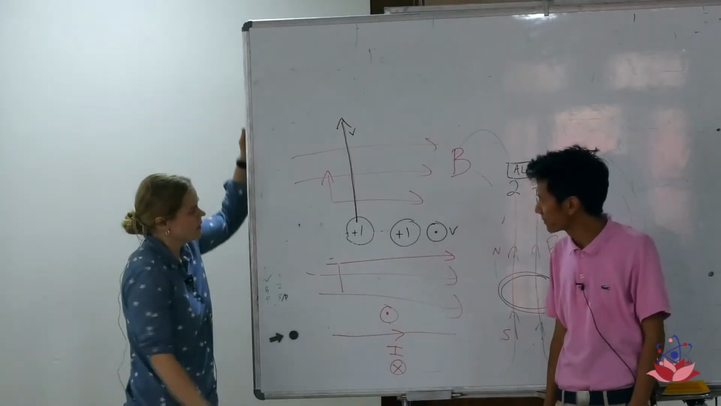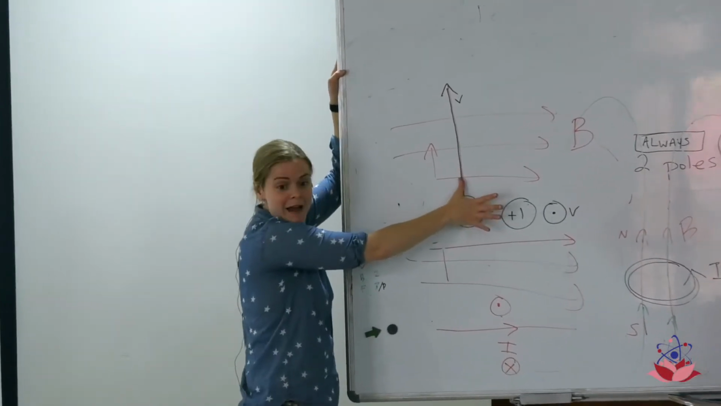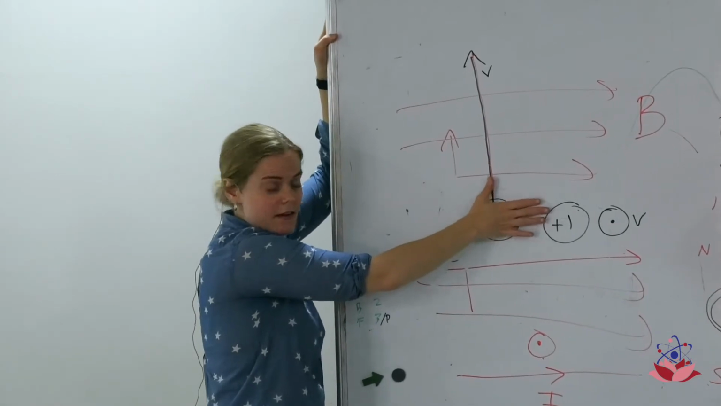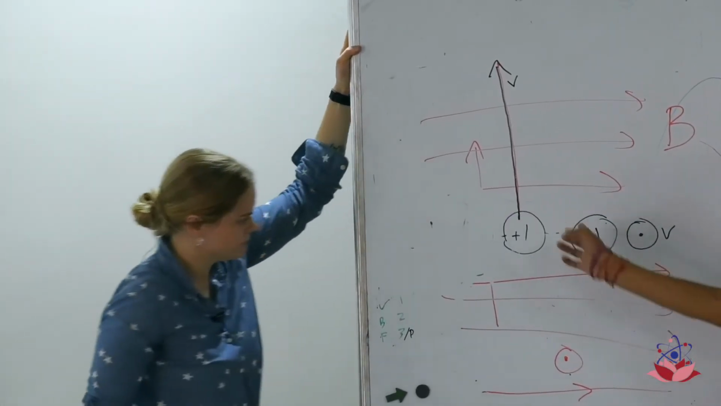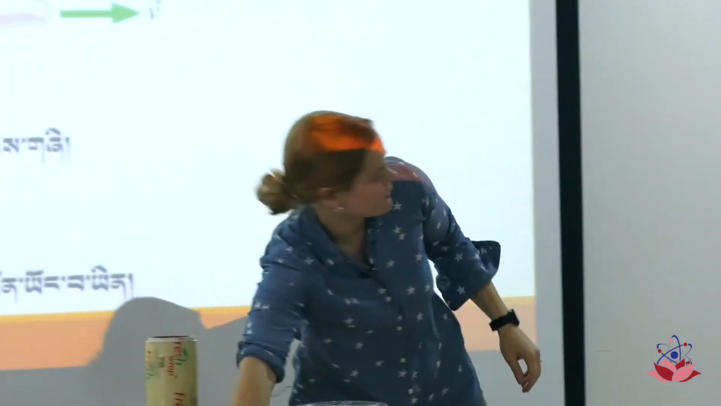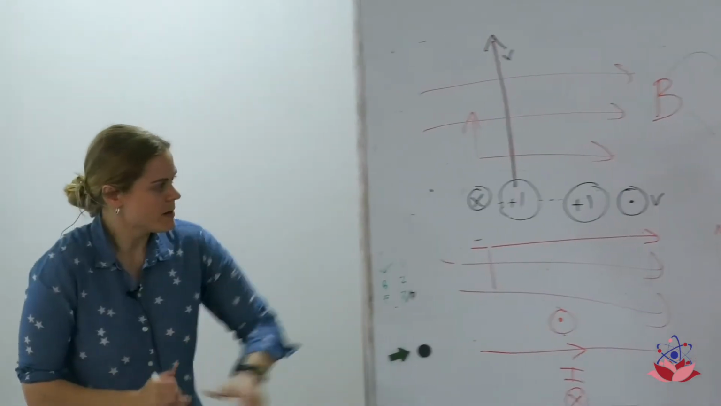So velocity, the movement of the particle, magnetic field lines, and force is where? Inside. Inside. There we go. Wonderful. Okay. What about this one?